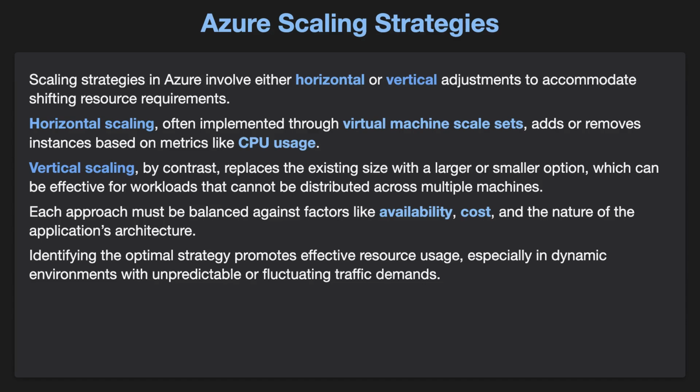Each approach must be balanced against factors like availability, cost, and the nature of the application's architecture. Identifying the optimal strategy promotes effective resource usage, especially in dynamic environments with unpredictable or fluctuating traffic demands.